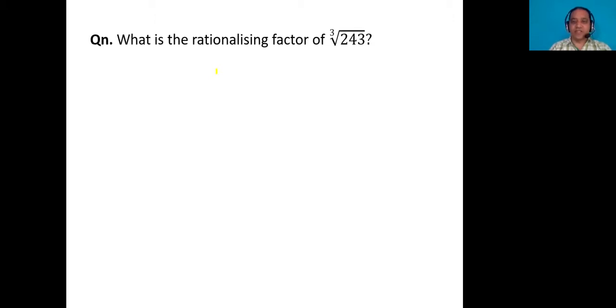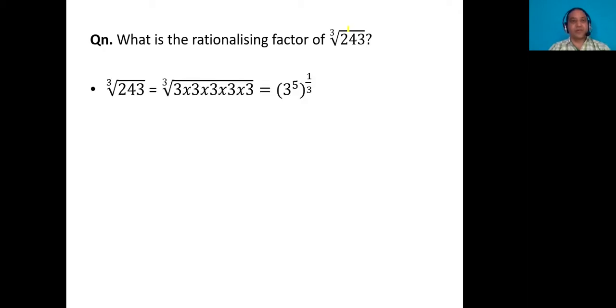What is the simplest rationalizing factor of cube root 243? Simplest rationalizing factor of cube root 243. Now, here again, we need to prime factorize 243 first. So, cube root 243, we are prime factorizing. Here you find that the prime factorization of 243 gives 3 raised to power 5. There are five 3's. So it gives 3 raised to power 5.